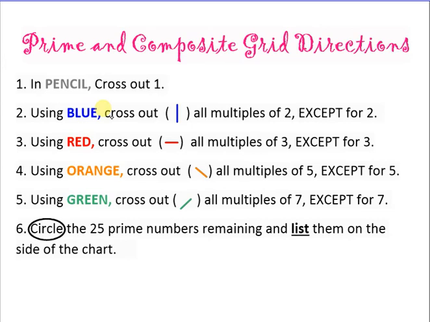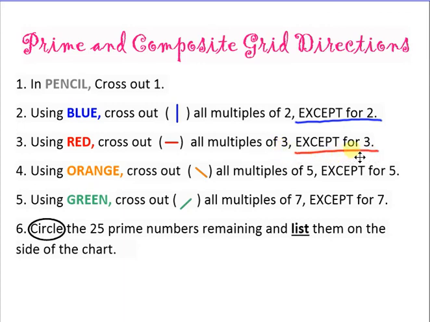Then, using a blue pen or a blue marker, a blue colored pencil crayon, you're going to cross out with a line like this all of the multiples for 2 except the number 2. Do not cross out the number 2. Using red, you're going to cross out all the multiples of 3 except for 3. And when I say multiples, what I'm talking about is 3, 6, 9, 12, 15, but you're not going to do 3.